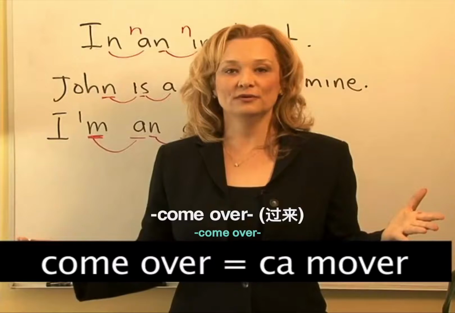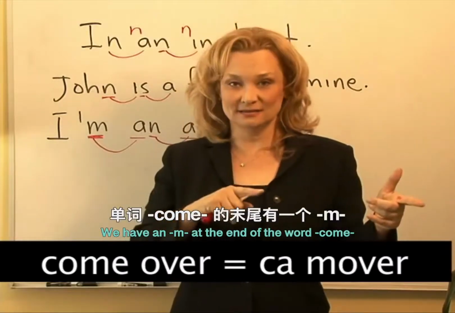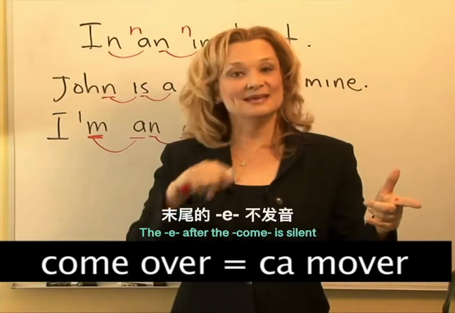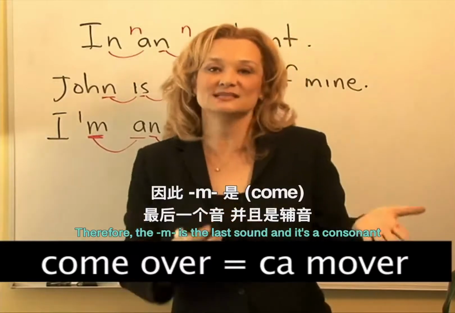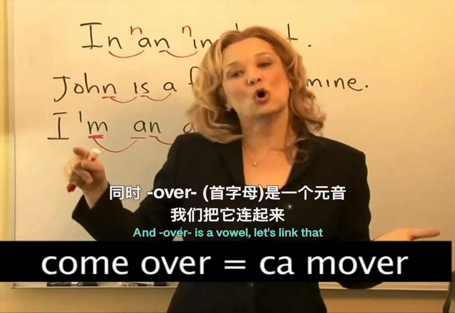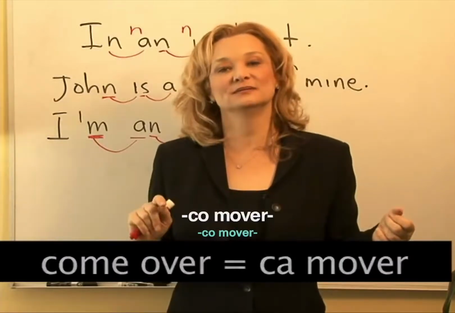Come over. Let's link those together. We have an M at the end of the word come. The E after the M is silent. Therefore, the M is the last sound and it's a consonant. And over is a vowel. Let's link that. Come over.